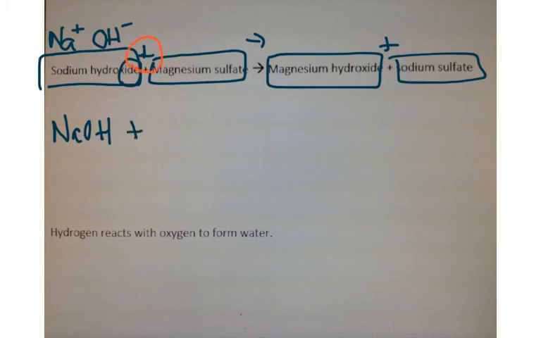Magnesium sulfate is a compound, so I need to worry about charges. So CCC: compounds, charges, crisscross. Magnesium will have a +2 charge. Sulfate, an "ate" ending, is found on that ion sheet, so we have SO4 with a -2.